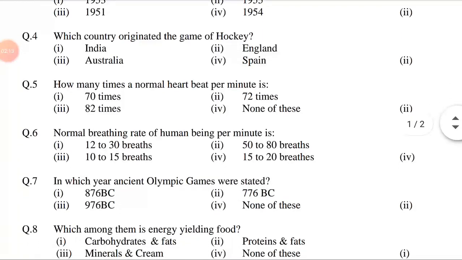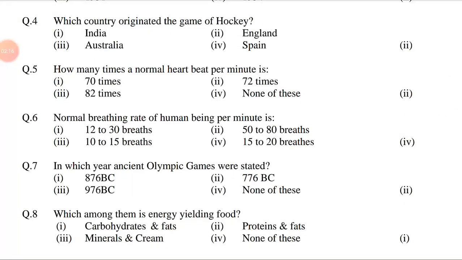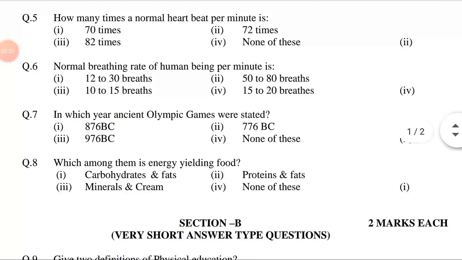Question number 4. Which country originated the game of hockey? Option first India, second England, third Australia, fourth Spain. Answer is option second England. Question number 5. How many times a normal heartbeat per minute is? Option first 70 times, second 72 times, third 82 times, fourth none of these. Answer is option second 72 times.